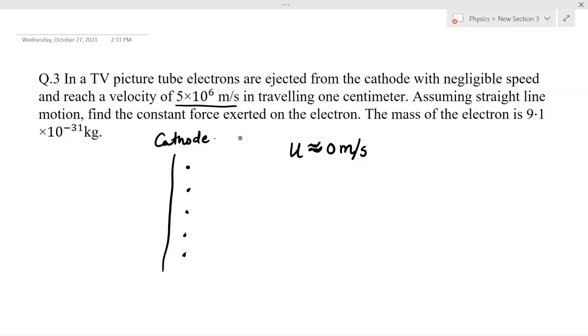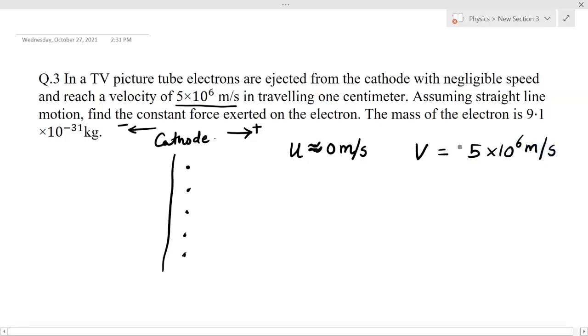I am assuming here that the right direction is the positive direction and left direction is the negative direction. That is, all the velocities and accelerations towards right will be positive and all the velocities, accelerations or displacements towards left will be negative. So my u is equal to 0 meter per second and final velocity is 5 into 10 to the power 6 meter per second. This is towards right and hence it is positive.